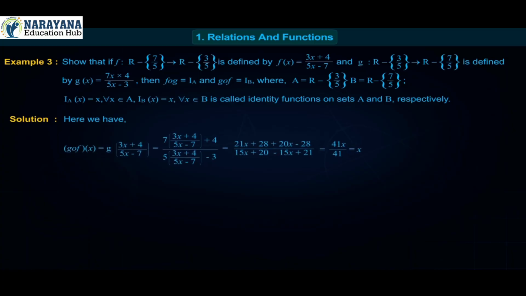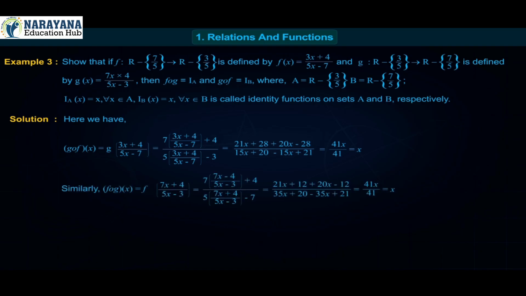Solution: here we have GOF of x is equal to g of (3x plus 4) upon (5x minus 7), is equal to 7 into (3x plus 4) upon (5x minus 7) plus 4, upon 5 into (3x plus 4) upon (5x minus 7) minus 3, is equal to (21x plus 28 plus 20x minus 28) upon (15x plus 20 minus 15x plus 21), is equal to 41x upon 41, is equal to x.